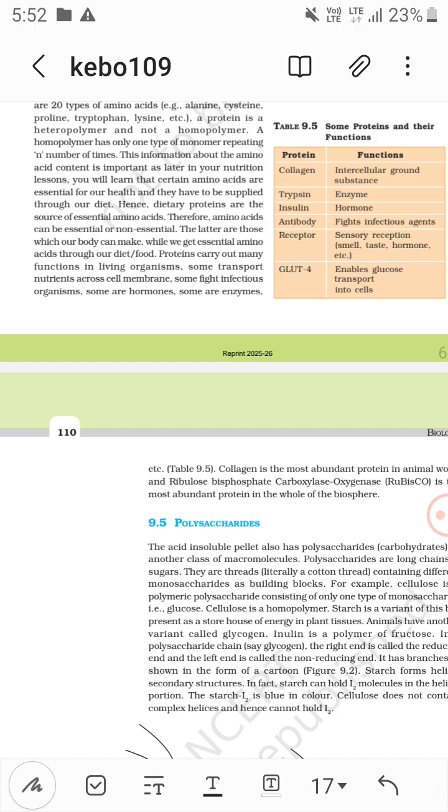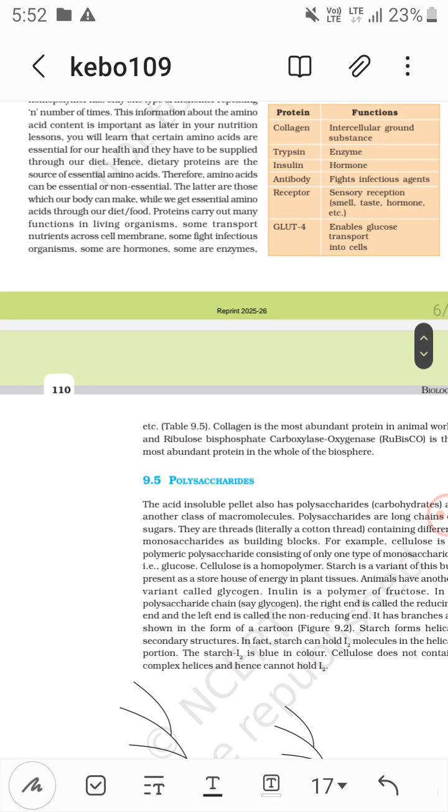They are not homopolymers. And then there are some dietary proteins, and there are essential and non-essential amino acids. Essential means our body does not synthesize it, and non-essential means our body can make it. There are 8 essential amino acids that we need.